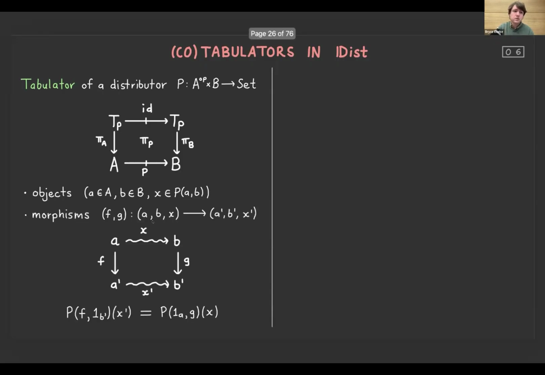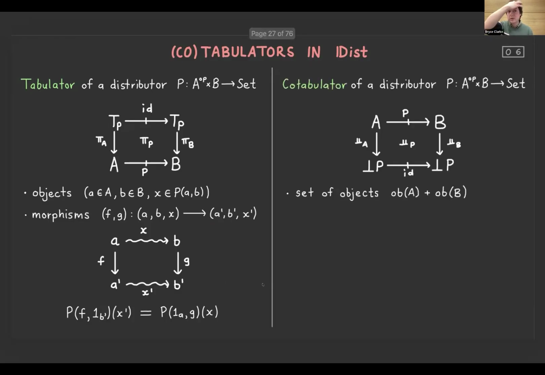And its morphisms from triples like this, you can imagine them as some kind of square like this that commutes, because it has to satisfy this extra condition that applying the action of F onto X prime is the same as applying the action of G onto X, okay? So that's what the tabulator of a distributor is. And again, you can easily see that this is specializing to the category of elements construction.